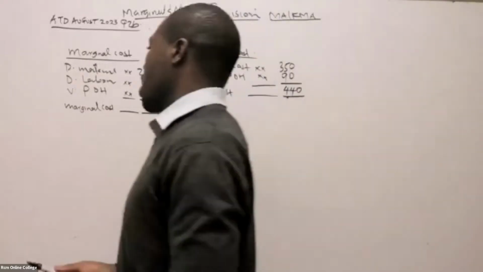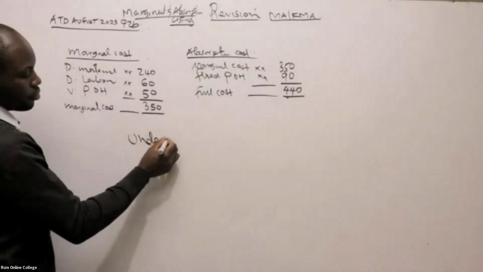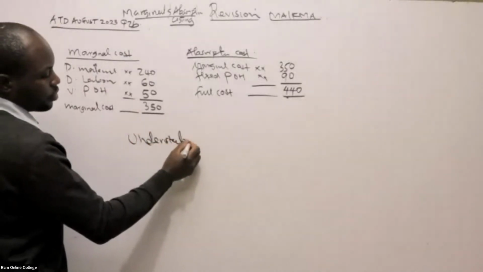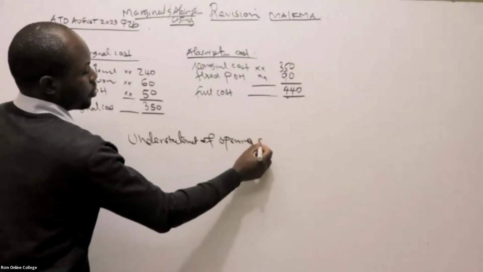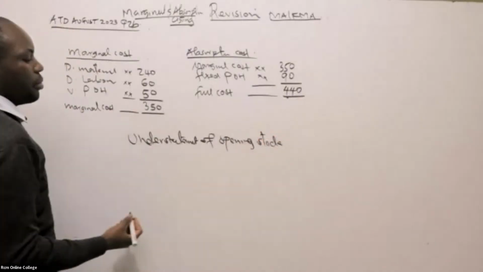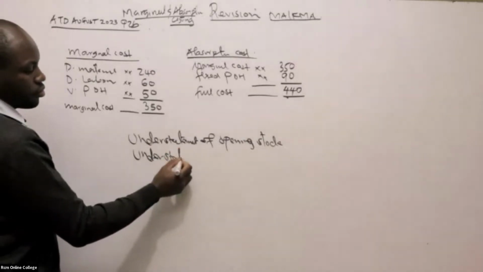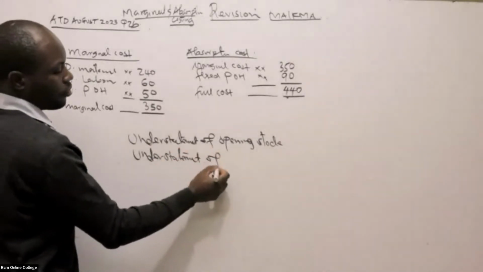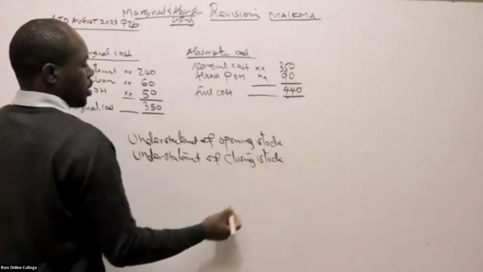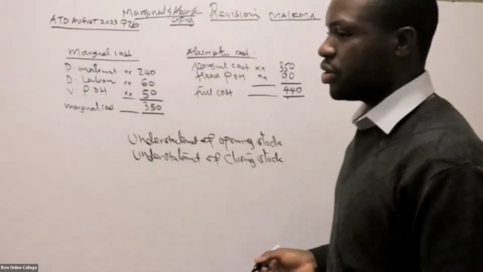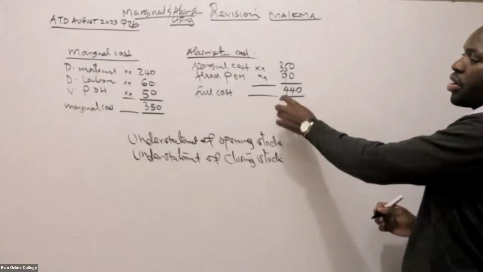This difference will lead to two things. Number one, understatement of opening stock, if there is any. Number two, understatement of closing stock. Understatement of opening stock and also understatement of closing stock. Why the understatement? The understatement will come as a result of this difference.